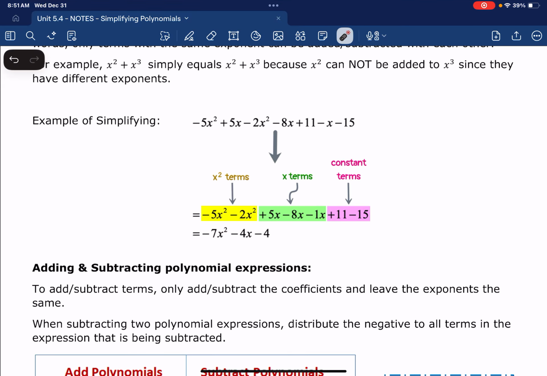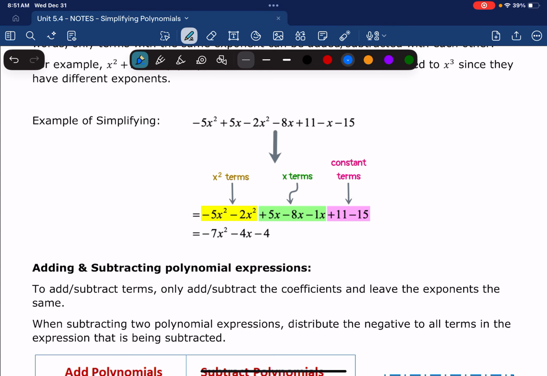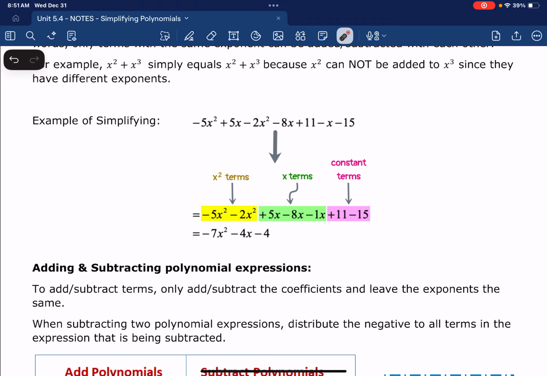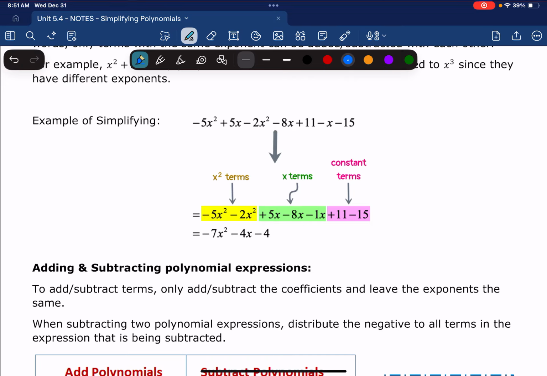So let's look at this example right here. We've highlighted the terms for you, or Miss Wynn did, but let me show you what you can do if you don't have a bunch of highlighters or if you're just writing on pencil and paper, right? So we've got this expression here: negative 5x squared plus 5x minus 2x squared minus 8x plus 11 minus x minus 15. Phew. Let's go through this and find all of our like terms.